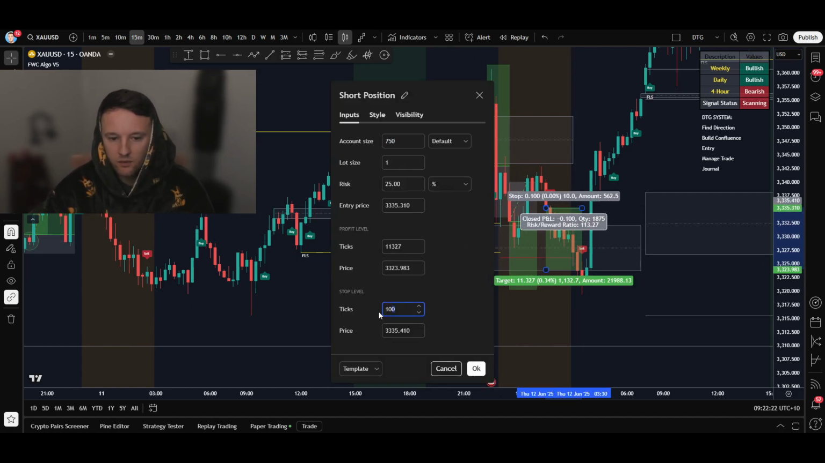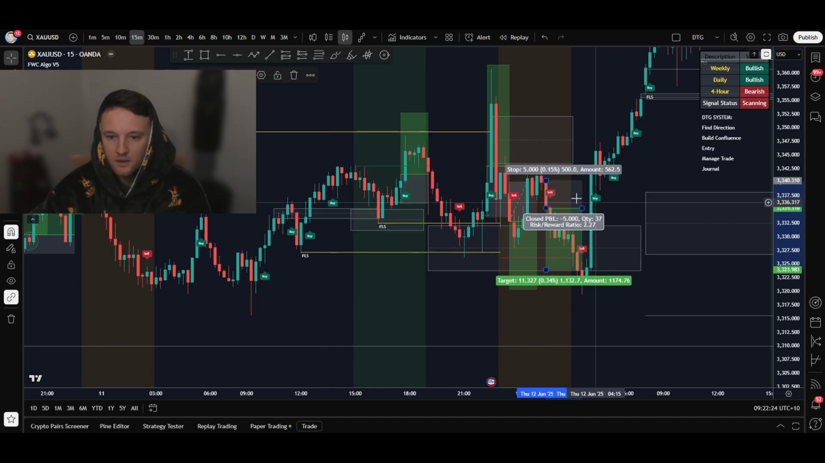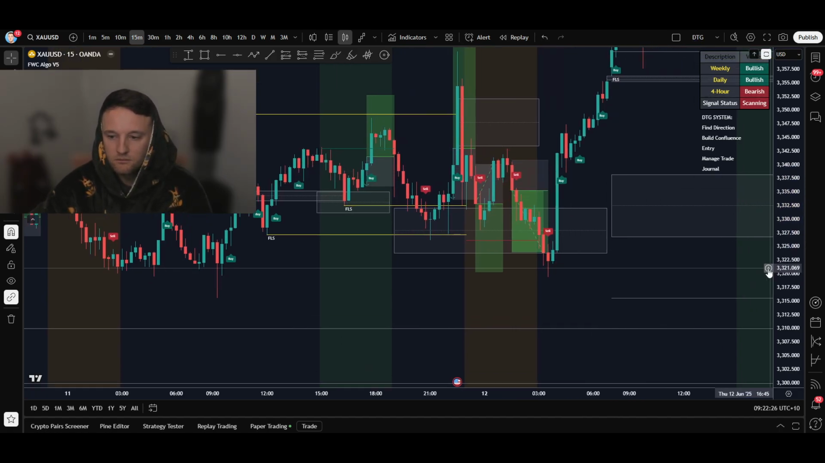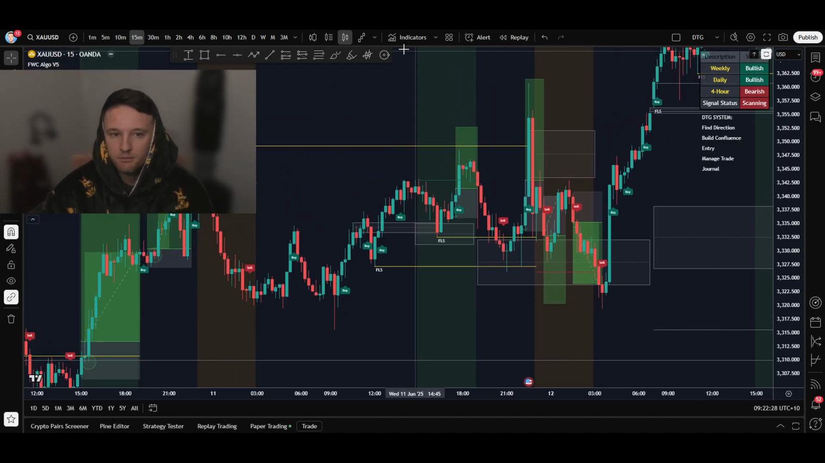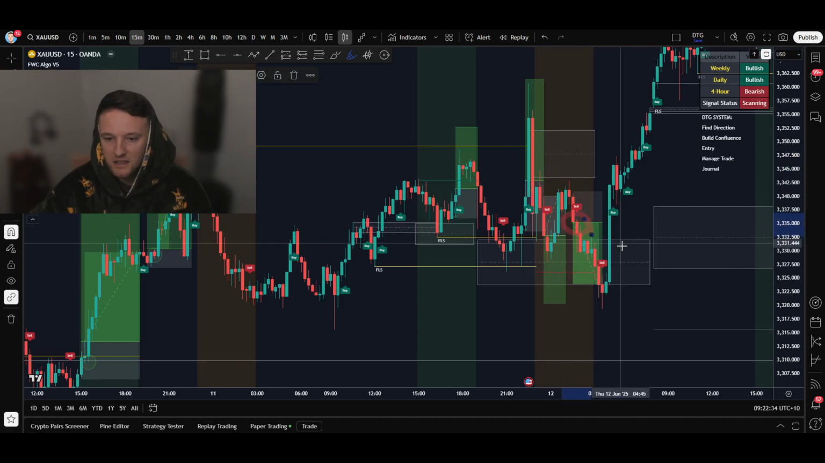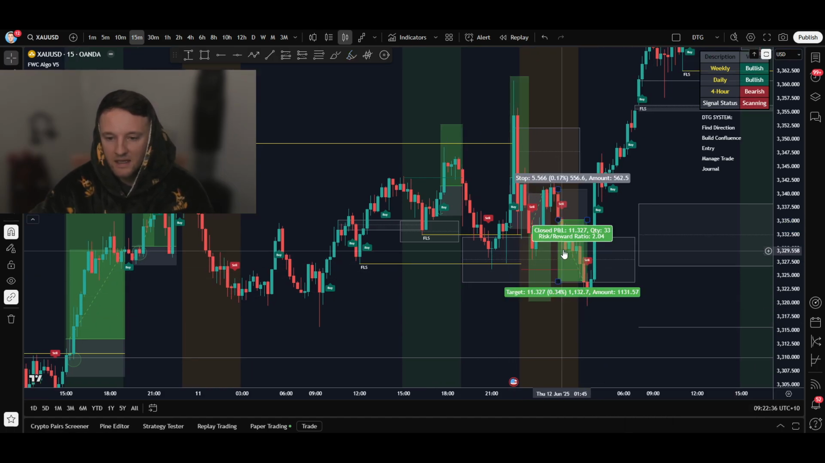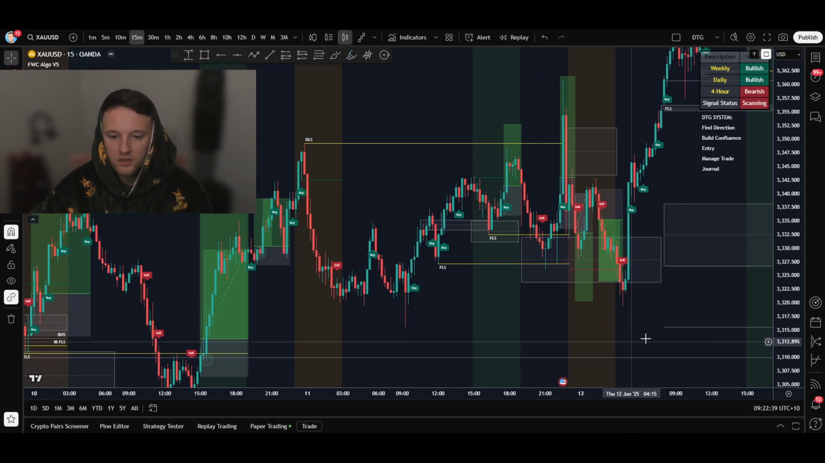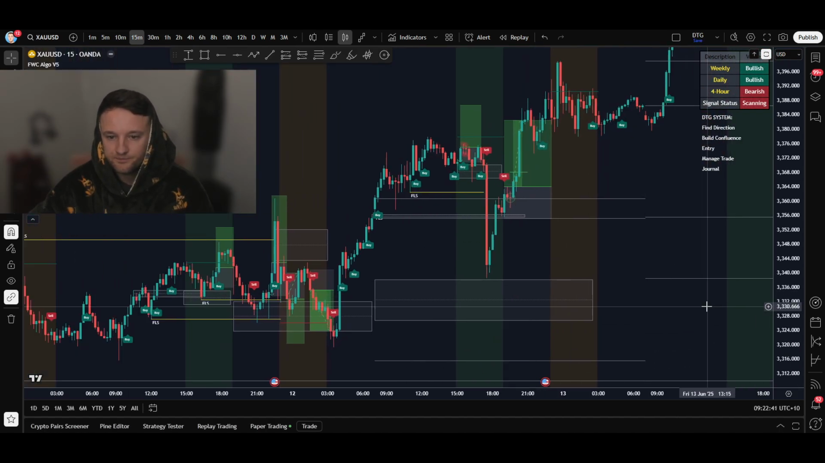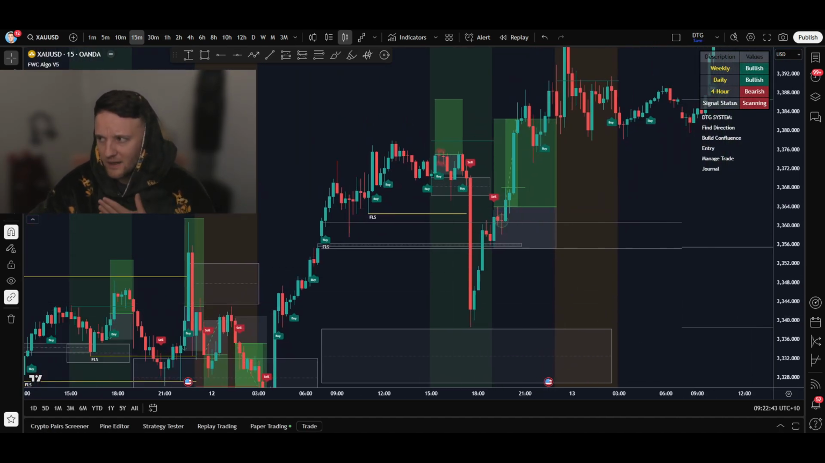Then we get a beautiful 1 to 2 risk reward ratio right here. Trade again. Bearish liquidity being grabbed, bearish structure, retracement, wick formation, and then sell signal, your entry model. Price coming down here, 1 to 2 risk reward ratio, 132 pips. Sorry, guys, something in my throat.